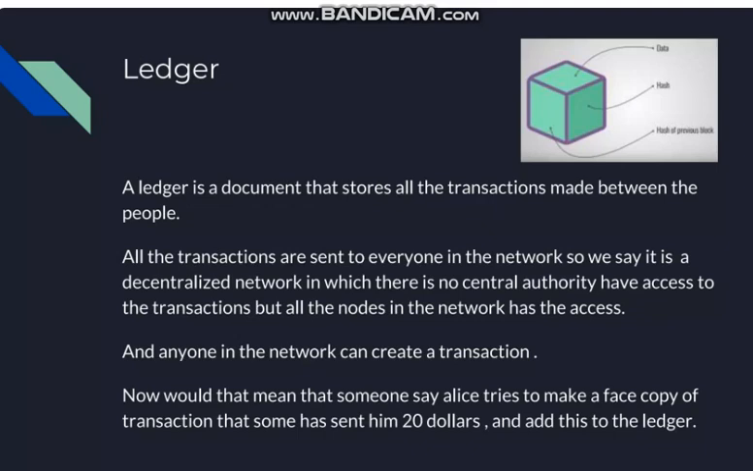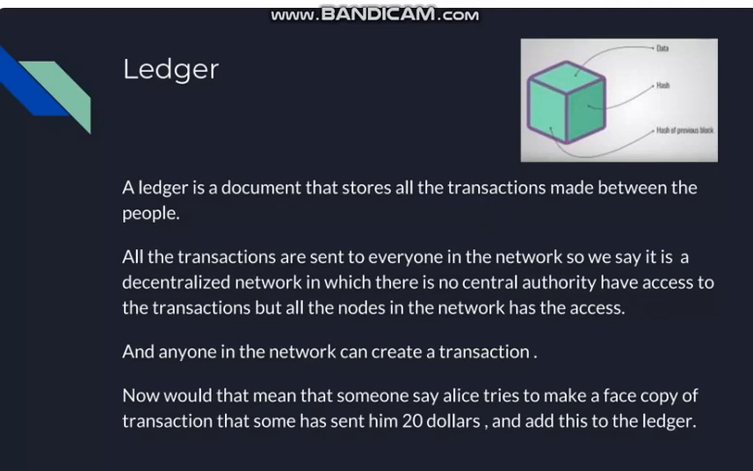Ledger. A ledger is a document that stores all the transactions made between people. All the transactions are sent to everyone in the network. So we say it is a decentralized network in which no central authority has access to the transactions, but all the nodes in the network have access. And anyone in the network can create a transaction.